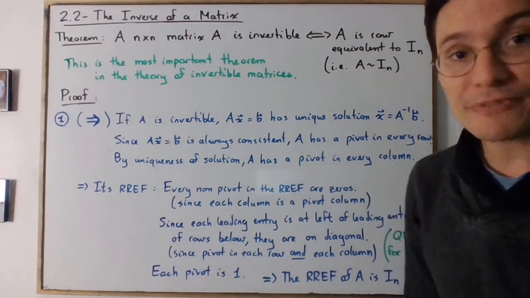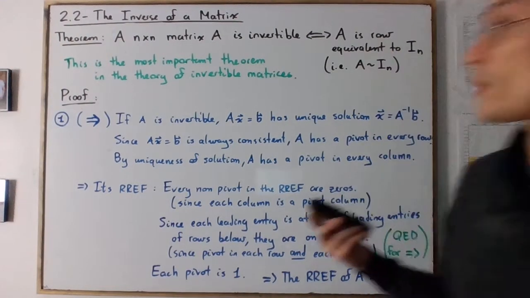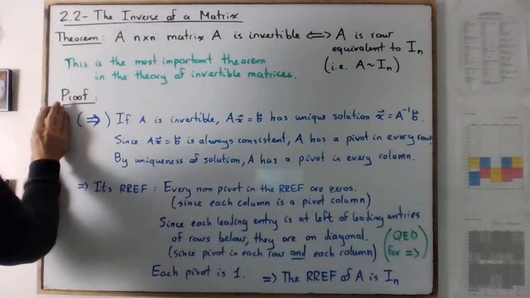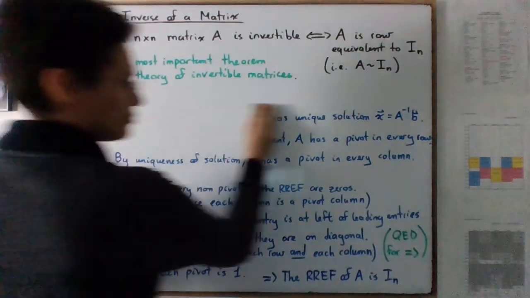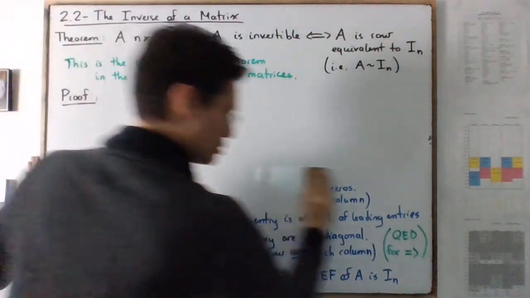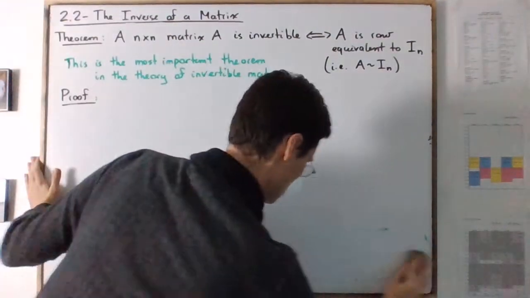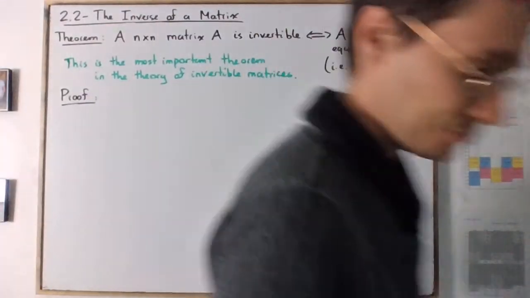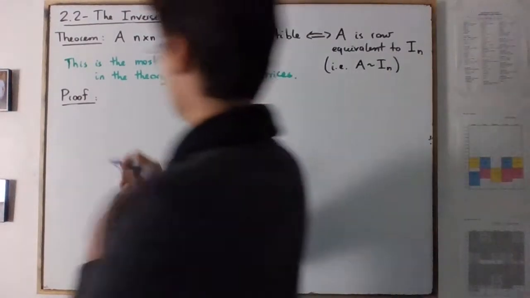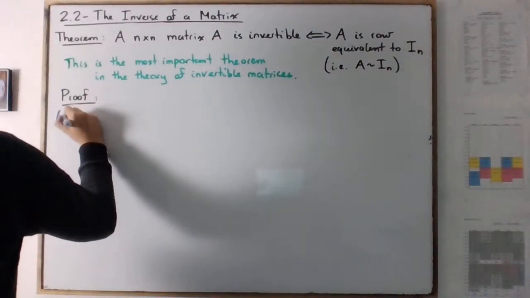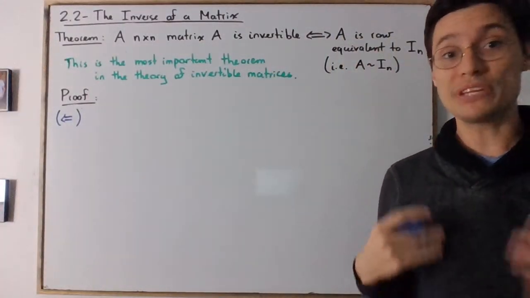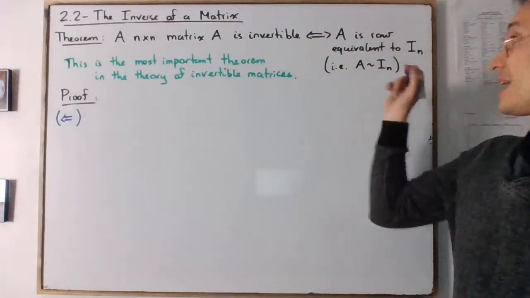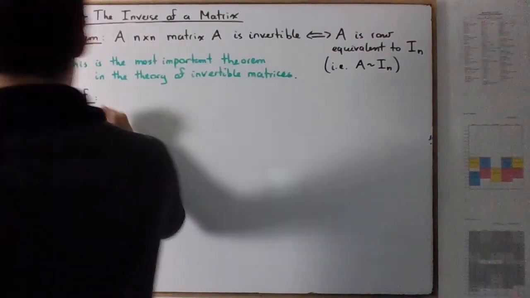Now let's prove the other way around. So step number 2. And I need to erase everything, so take note. We need to prove that A is invertible if A is row equivalent to I. So now we go the other way around. We suppose that A is row equivalent to I.